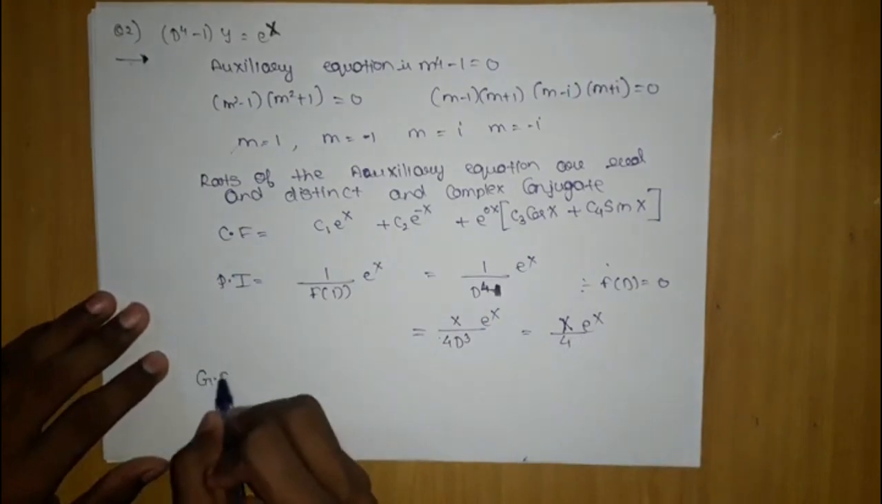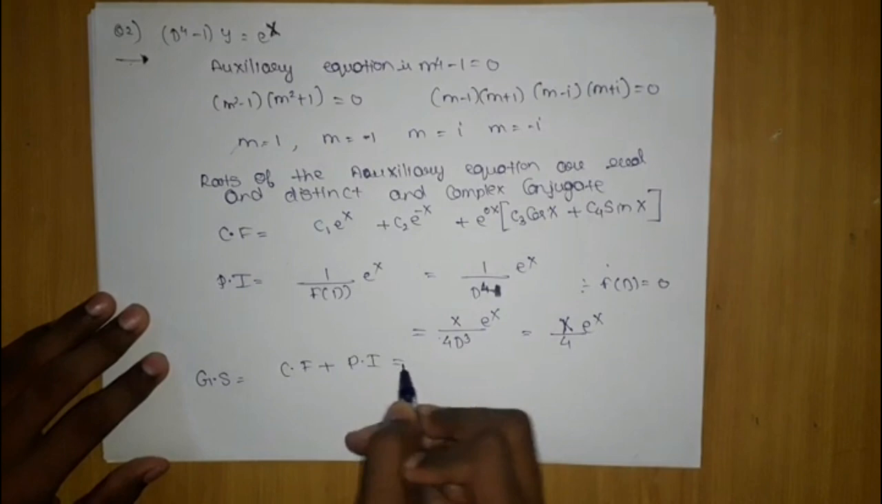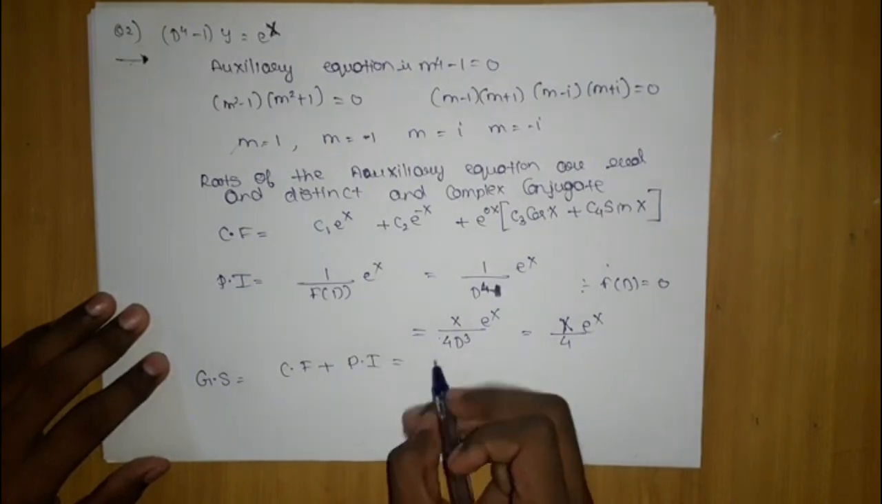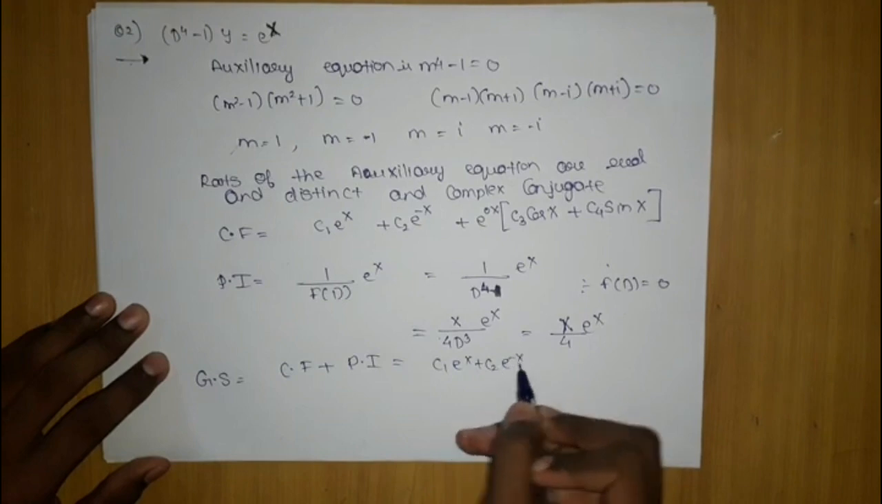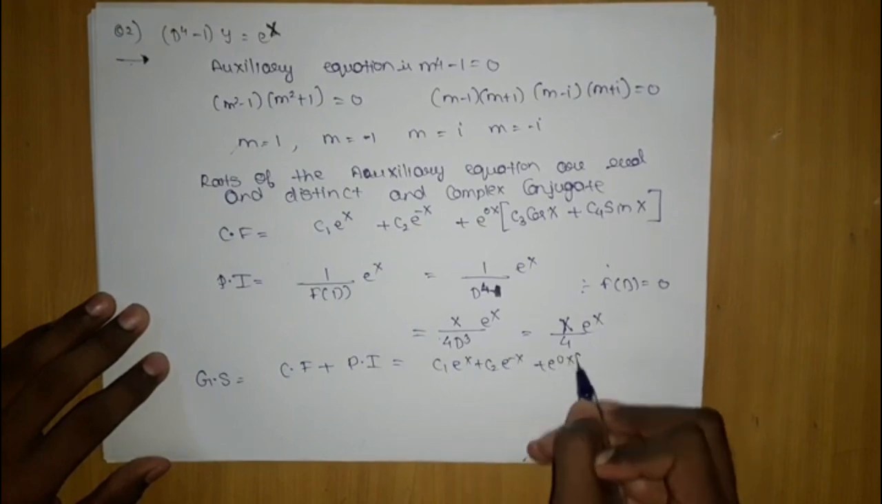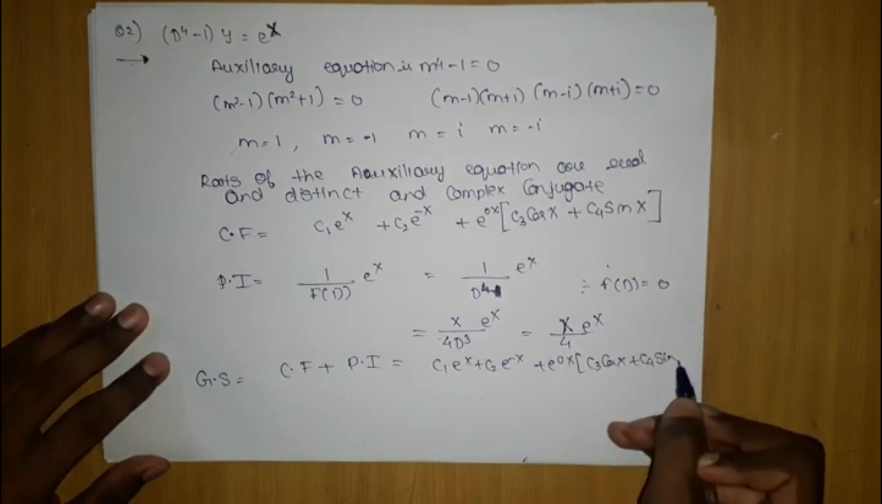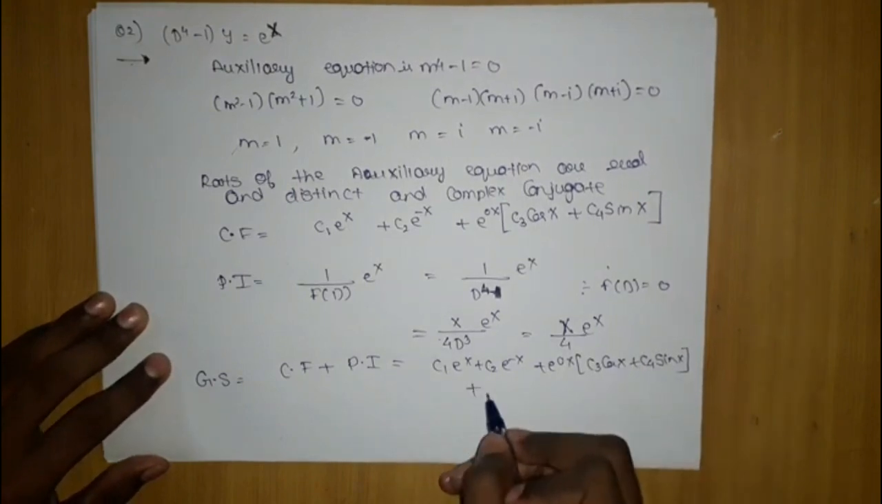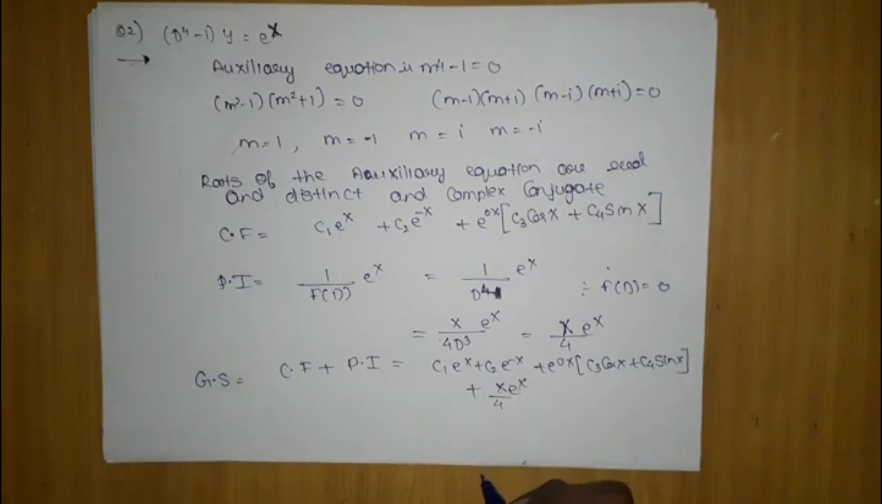Now the general solution is a combination of complementary function plus particular integral. Your complementary function is nothing but c1 e power x plus c2 e power minus x plus e power 0x into (c3 cos x plus c4 sin x), right? And here you have your particular integral as x by 4 e power x. So this is your required answer.